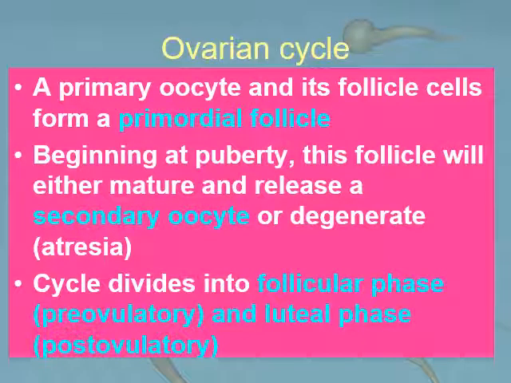In the ovarian cycle, a primary oocyte and its follicle cells form a primordial follicle. At the beginning of puberty, those follicles will either mature and release secondary oocytes or degenerate. The cycle is divided into the follicular phase and the luteal phase. The follicular phase is the pre-ovulatory phase and the luteal is the post-ovulatory phase.